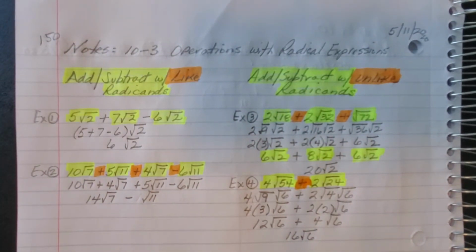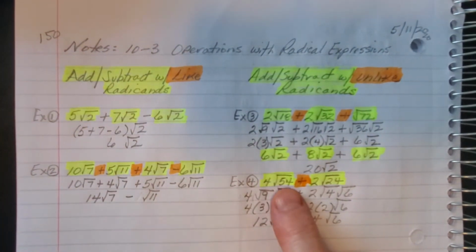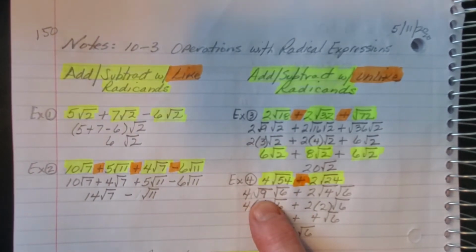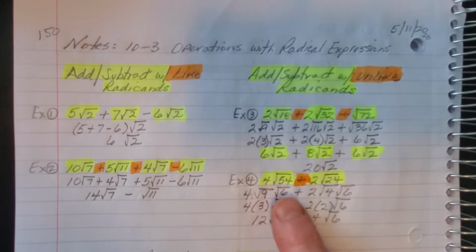So we break down the square root of 54 into the square root of 9 times the square root of 6. 9 is the highest perfect square that will go in the 54 6 times.